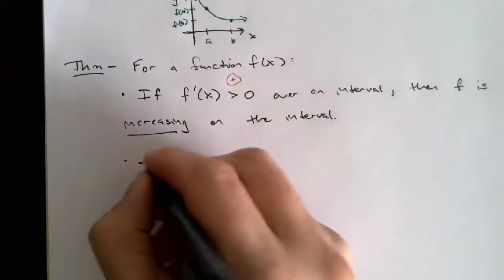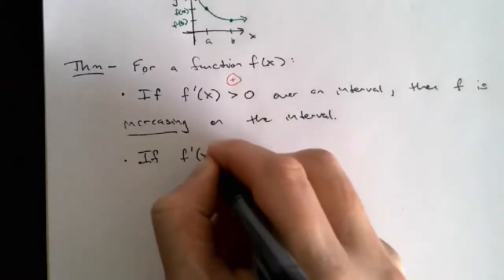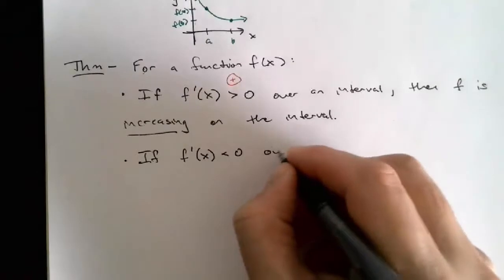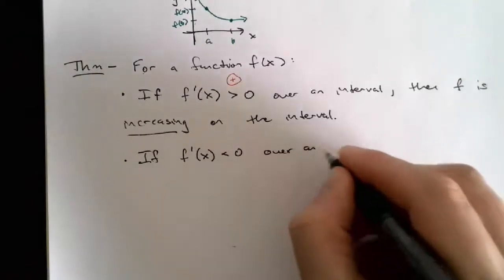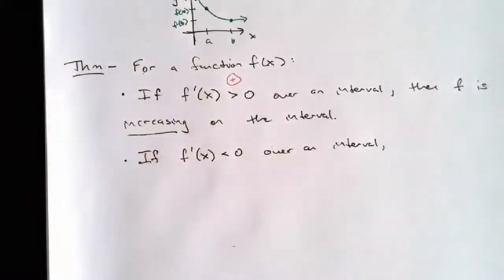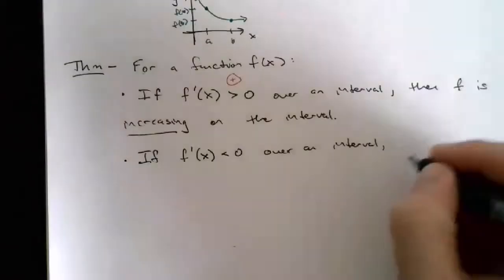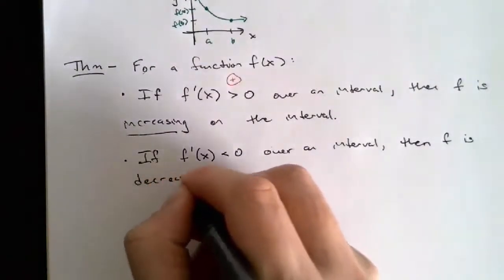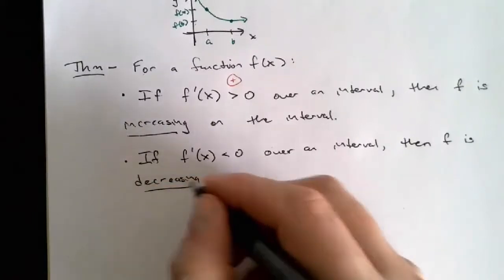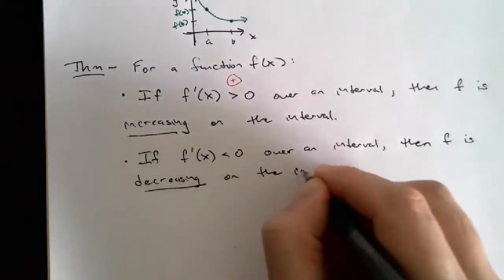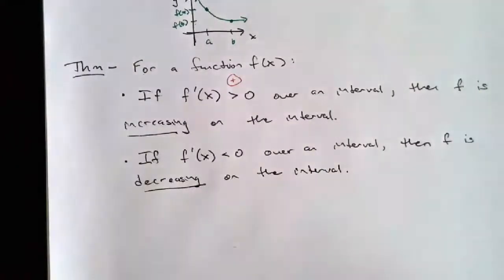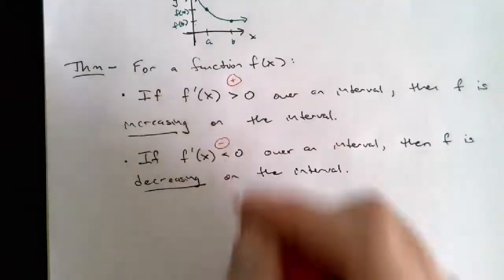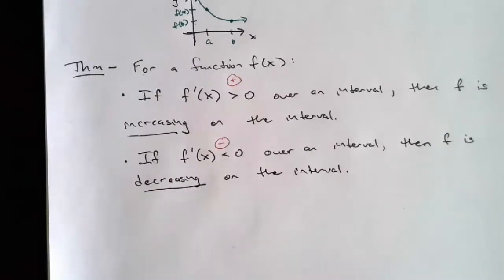Similar but different, if f prime of x is less than 0, meaning negative, over an interval, what do you think would happen? Well, it's telling you you have negative slopes to your tangent lines. So negative slopes to your tangent lines means it's going to be moving downward for the original function. So then f is decreasing on the interval. So if f prime of x is negative, the slopes are negative. A negative slope tells you that the original function is decreasing.